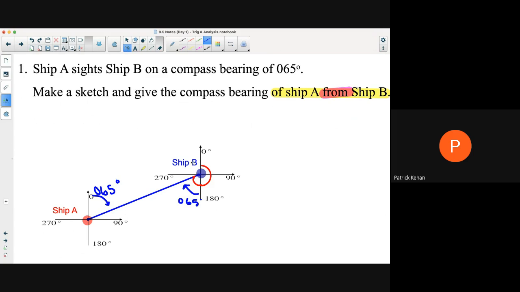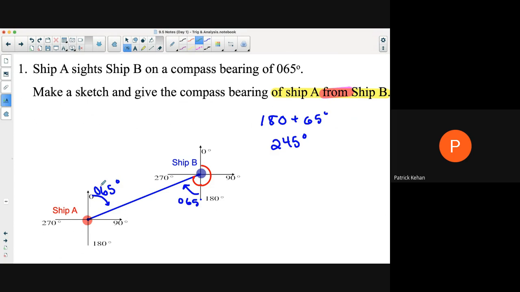And if we're trying to calculate the red bearing from the north line all the way to here, that'll give us the direction of ship A from ship B. We can take 180 degrees and add that 65 degrees to it. So 180 plus 65 degrees here. And that's going to give us, what is that, 245 degrees. And that would be our compass bearing of ship A from ship B.